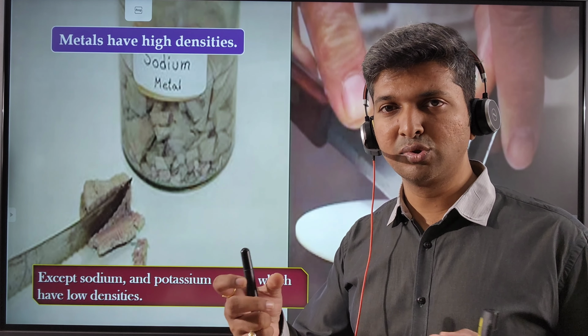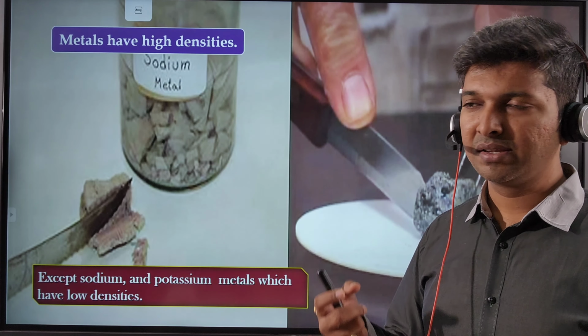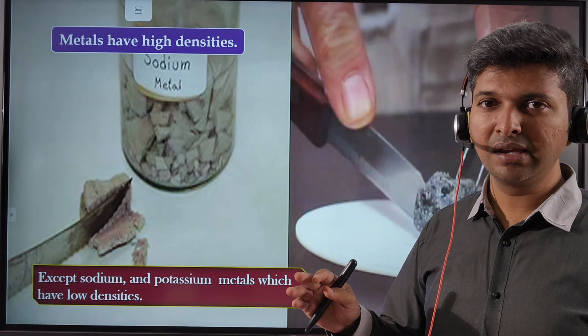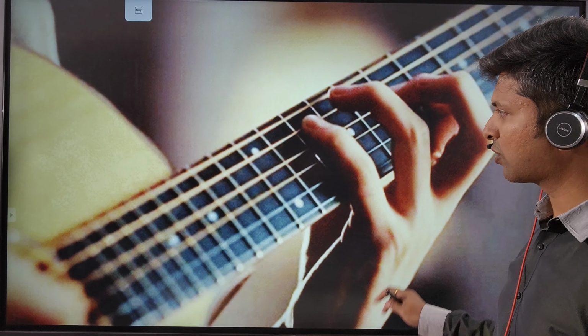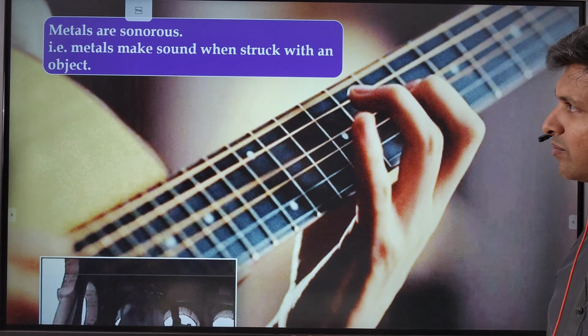Sodium and potassium के atoms थोड़ा loosely arranged हैं, and उनमें intermolecular forces of attraction, interatomic forces of attraction भी थोड़ा कम है. जिसकी वजह से क्या हो रहा है? Sodium is melting also fast. Sodium is having a low density. Sodium is soft. Okay, whereas other metals are not soft, they are solids and they are hard. They're also having a good, high melting point.